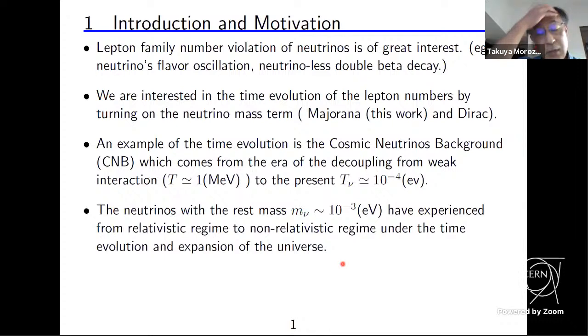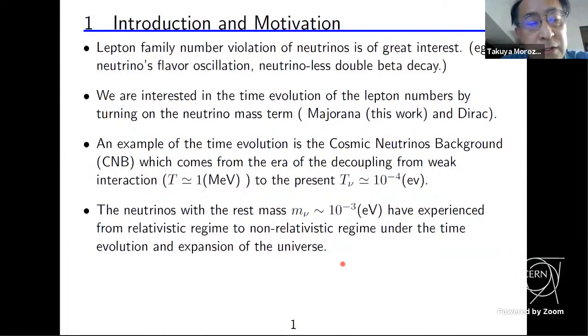Let me introduce my talk. Lepton family number violation of neutrinos is of great interest. Examples are neutrino flavor oscillation and neutrinoless double beta decay. We are interested in the time evolution of the lepton numbers by turning on the neutrino mass term, both Majorana and Dirac type. In this work, I focus on the Majorana case.